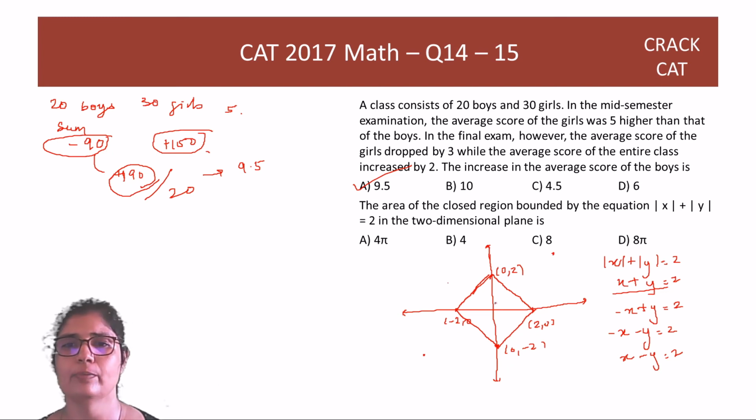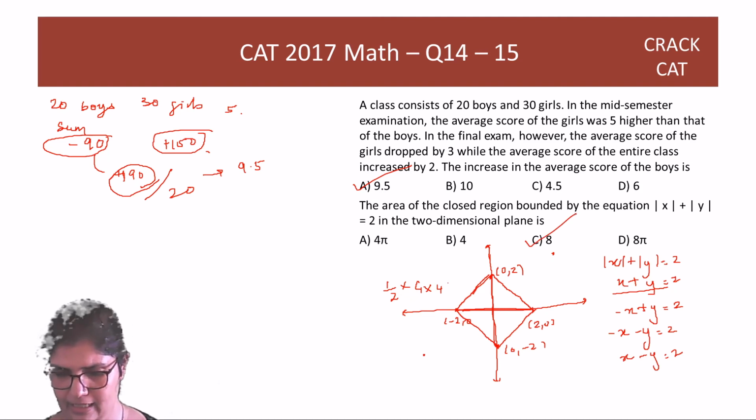Right? So now what is the area of this? You have this whole is 4 and this is a square, it's a rhombus, it's everything. So this diagonal is 4, this diagonal is also 4. So the area of the square is half into the diagonal square, which is nothing but 8.